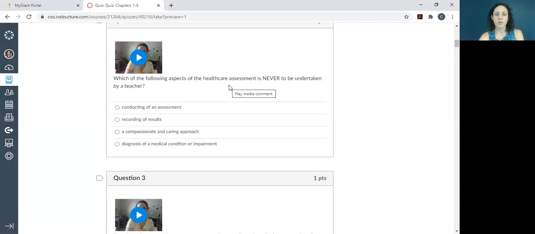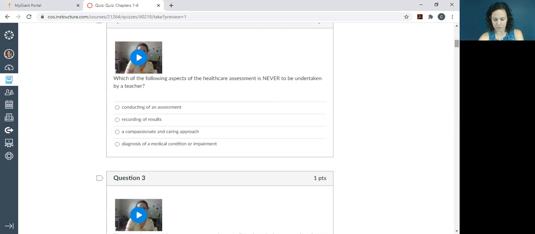So here's one of the questions, and it has the word never in it. Okay, so it's saying which of the following aspects of the healthcare assessment is never to be undertaken by the teacher. Never means it's something the teacher is not supposed to do. So that means when you're reading the answers, 3 of them are things the teacher is to do. 1 of them, the teacher is to never do. So you're to pick the one the teacher is not to do. Okay.